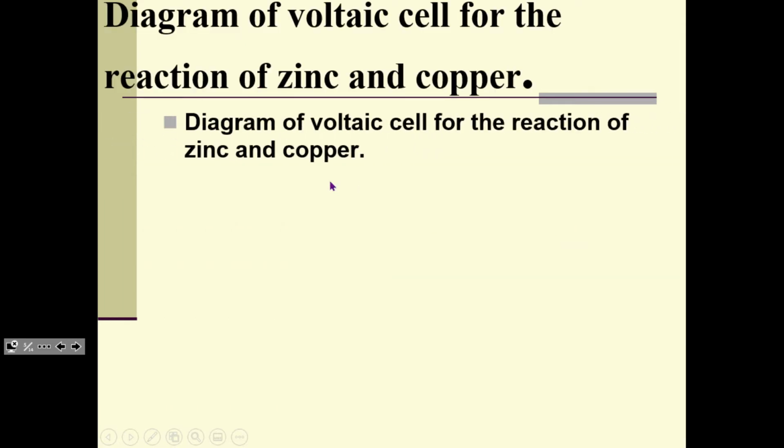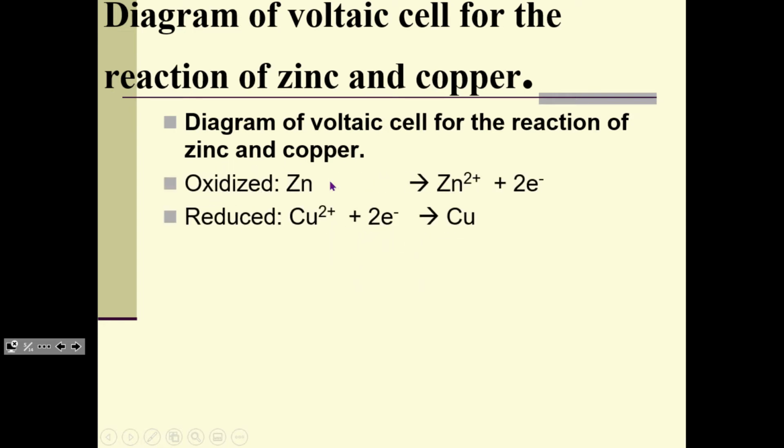So in your notes, there's a diagram of the voltaic cell for the reaction of zinc and copper. So we're going to label that diagram. Here are our half reactions. Zinc goes from 0 to 2+. Copper goes from 2+ to 0, so it is reduced. And you'll see that 2 electrons are both a part of these reactions.